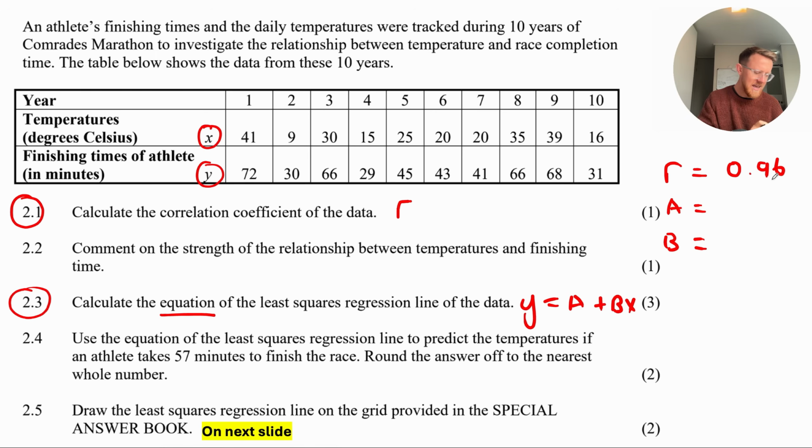Then to get A, you need to go back. So press AC again, press Shift, press 1, go back to regression, go to the A, press equals, and to 2 decimals, you should get 10.92. Go back, do the same for B, and for B we should end up with 1.53 if we round to 2 decimals. So the correlation coefficient is 0.96.